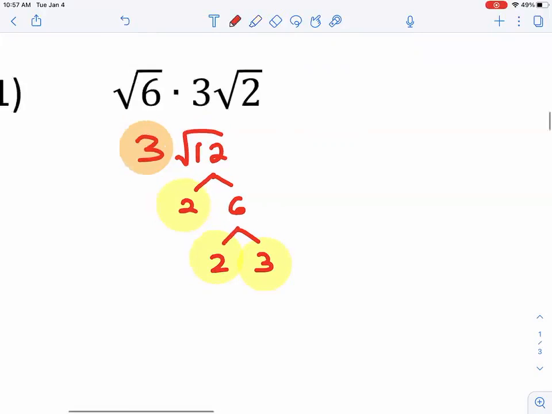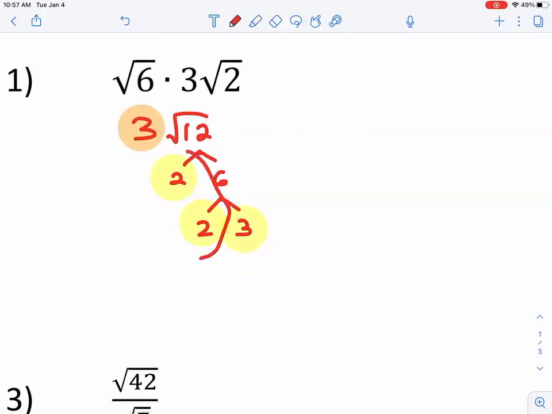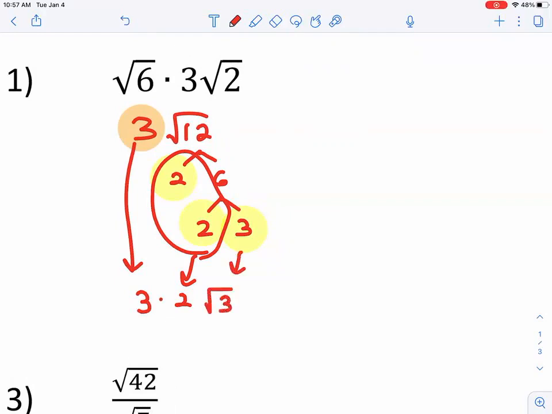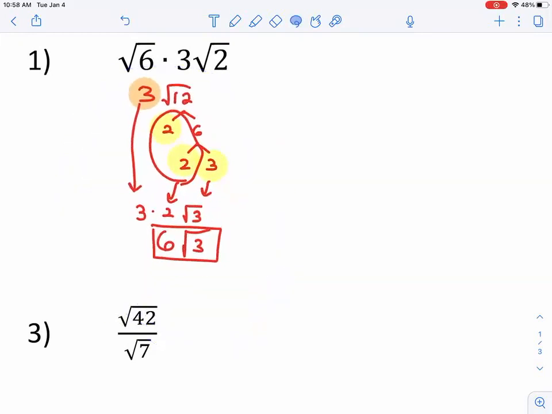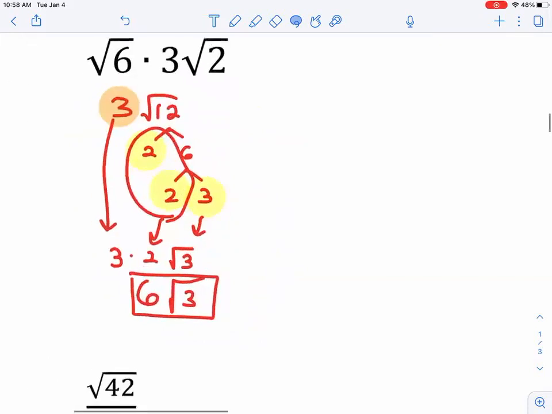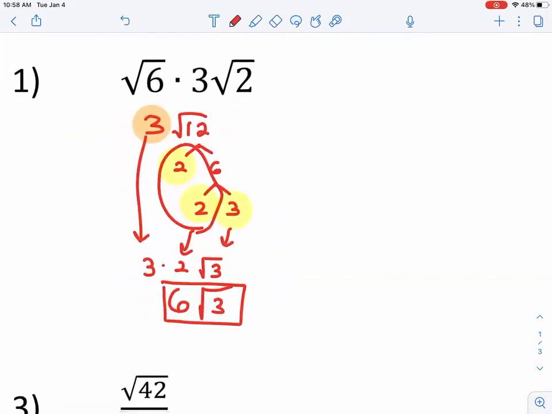So once we have it down to all prime numbers, I pair them up. That 2 goes on the outside. This 3 doesn't need a pair. Remember, that was on the outside already. And then this guy's left over. And so our final answer would then be 2 times 3 is 6, square root of 3. So kind of one more step from what we were doing. I just multiplied the 6 times 2 and got 12, and then went from there.